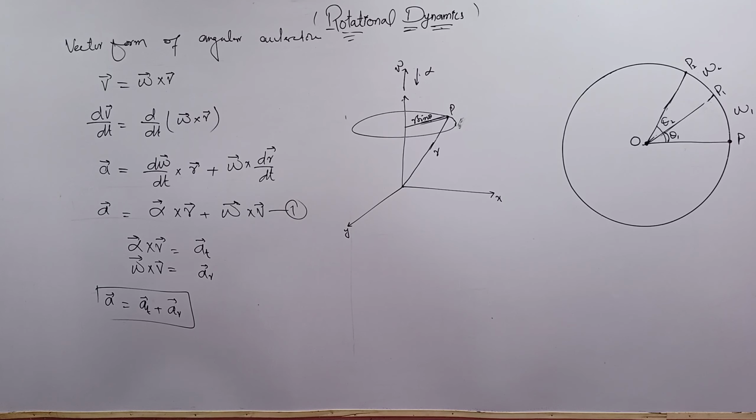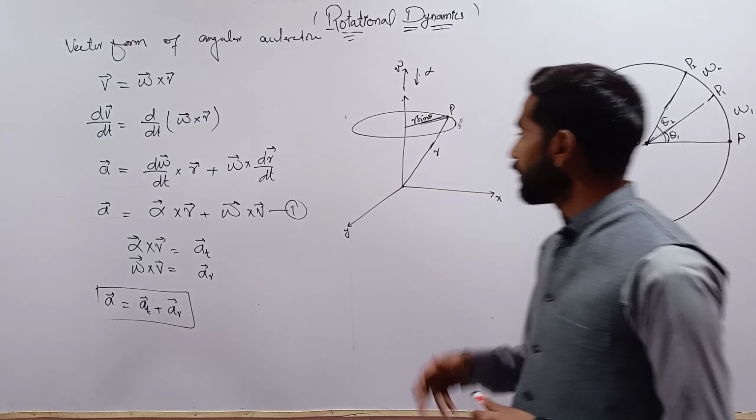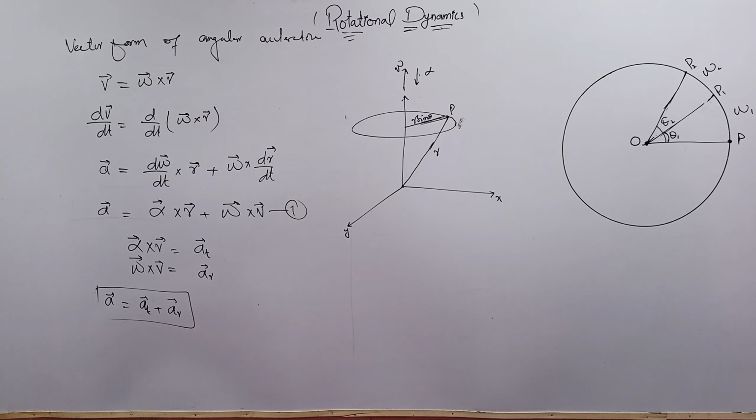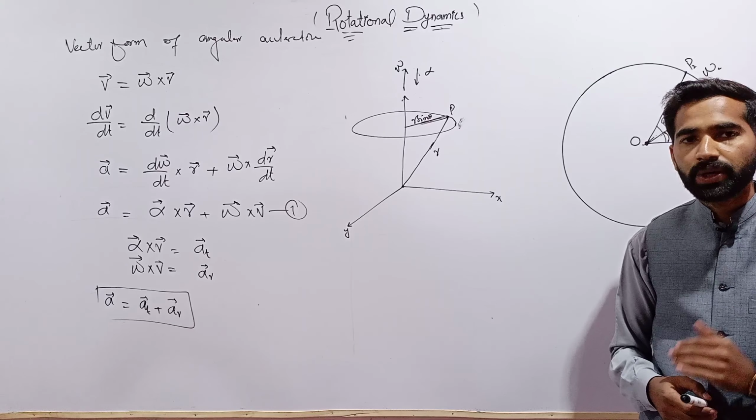Students, in the next lecture we discuss the rotational kinetic energy of a body. When a body moves in a circular path, we find the formula for its kinetic energy, and we also discuss the moment of inertia. Then we discuss the parallel axis and perpendicular axis theorems.